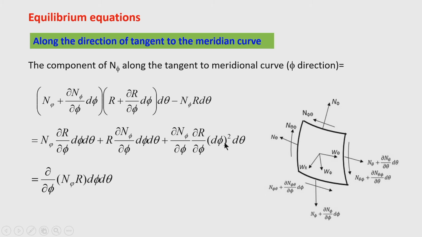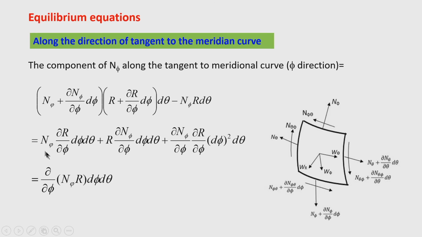Then ultimately you will get this term, because this can be neglected as d phi square is small, and n phi d phi r d theta, that is n phi r d theta. N phi r d theta is your first term, and that is being cancelled with this term n phi r d theta. So, ultimately we are left with this term n phi del r by del phi d phi d theta plus r del n phi by del phi d phi into d theta, and this is taken as 0 because this is a small quantity.